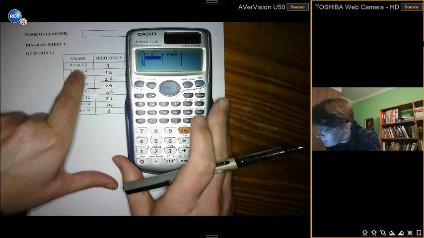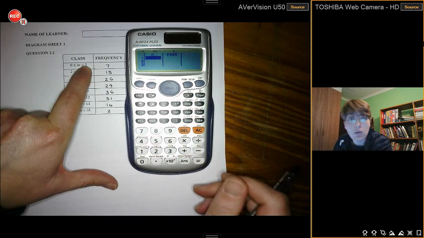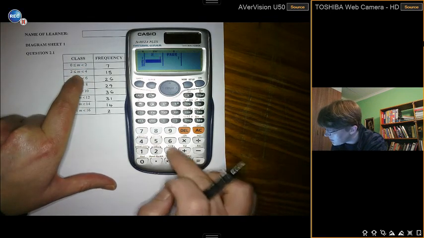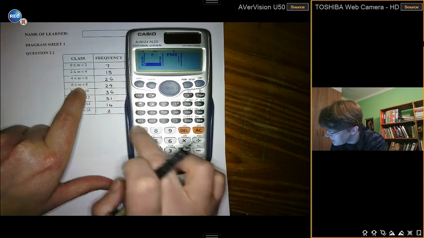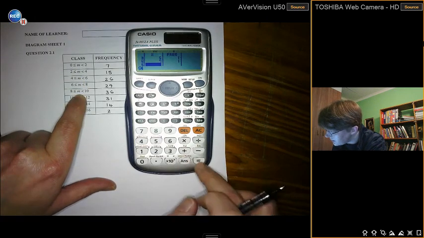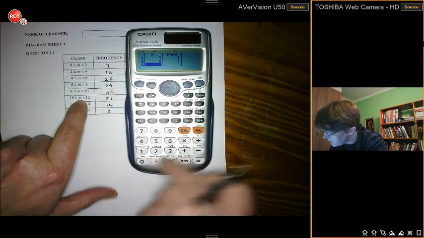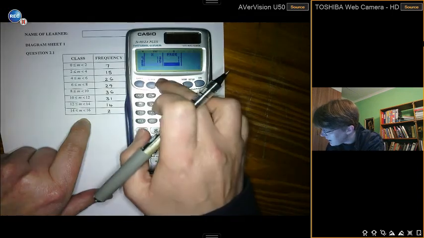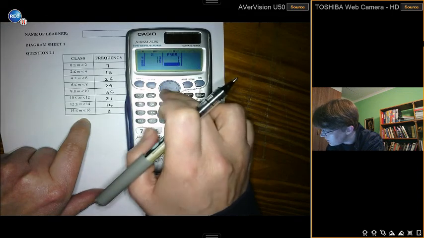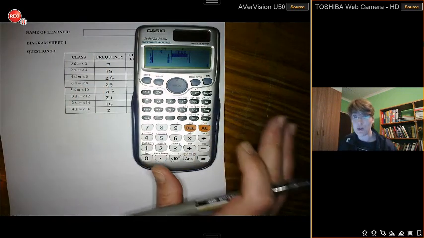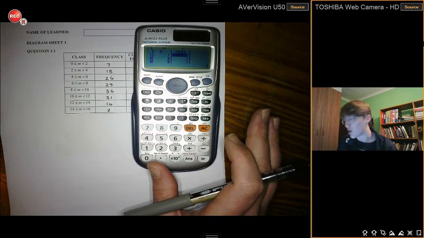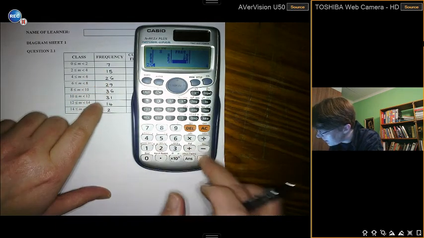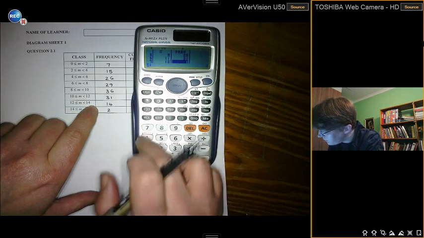So over here the midpoint is going to be 0 plus 2, which is 2 divided by 2 is 1, so the middle is 1. And then obviously the middle is going to be 3, 5, 7, 9, 11, 13, and 15. There you go. And then I can scroll up and I can just put the frequency there. So the frequency, not the cumulative frequency in this case, the frequency for each class. That's going to be 7, 15, 26, 29, 36, 31, 14, and 2.